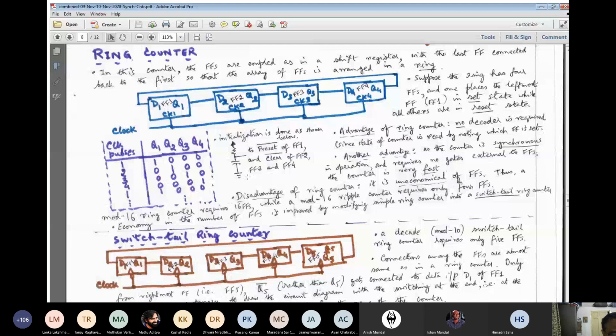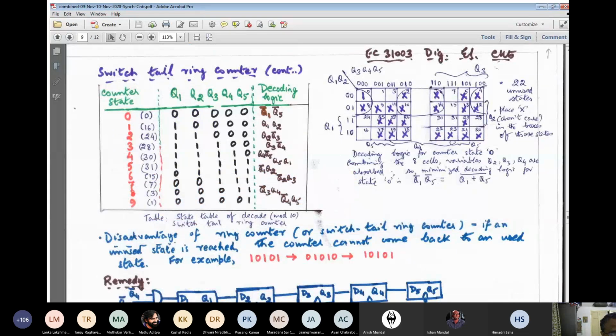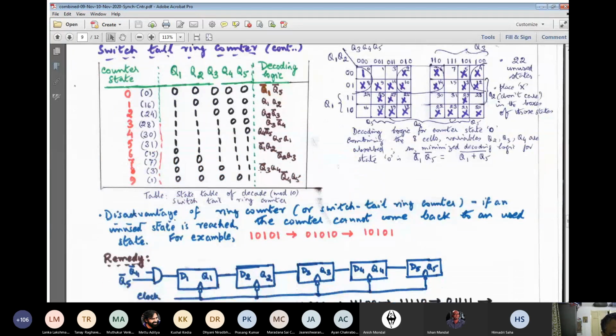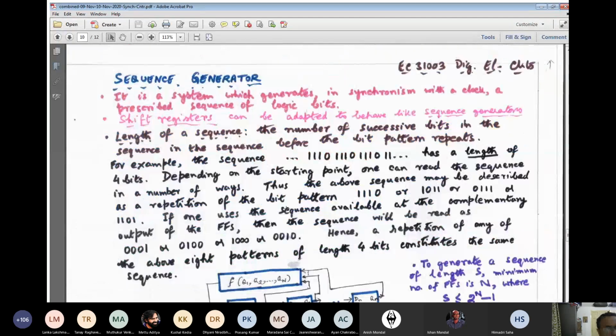Right. Next, we have been studying about counters. Now, a very interesting circuit we'll see, that is the switch tail counter. Also, I believe it is clear. Next, we take up the study of sequence generators.